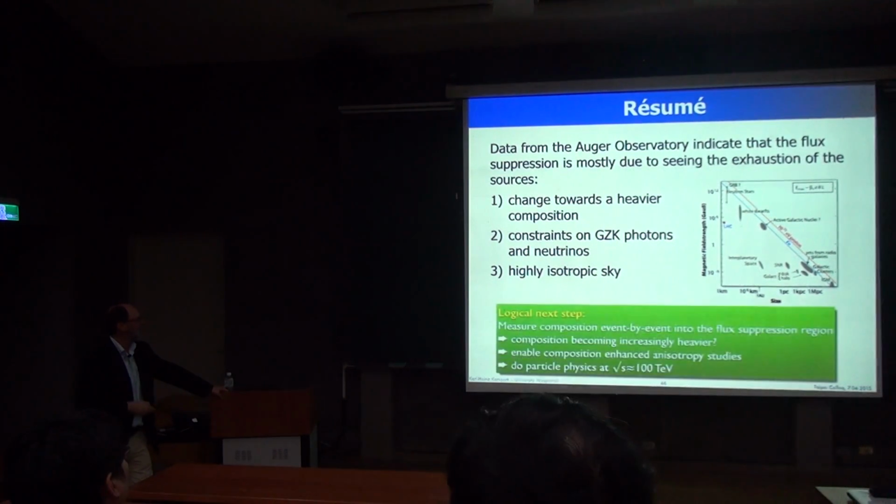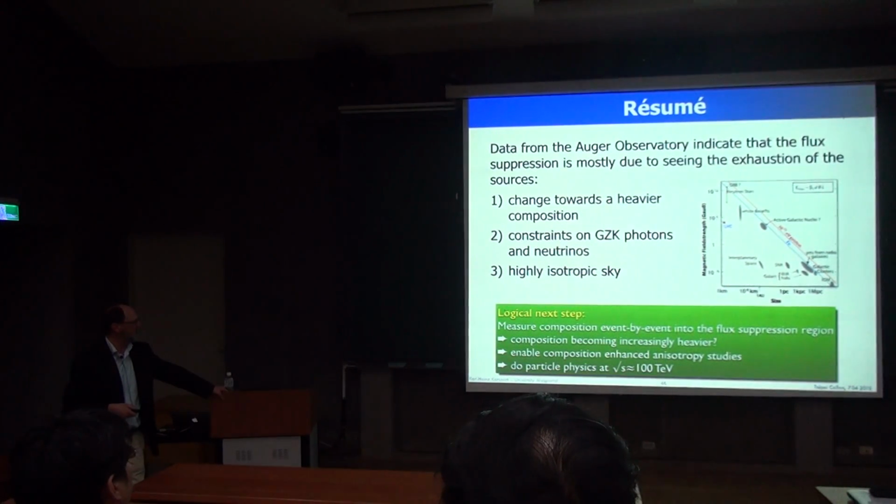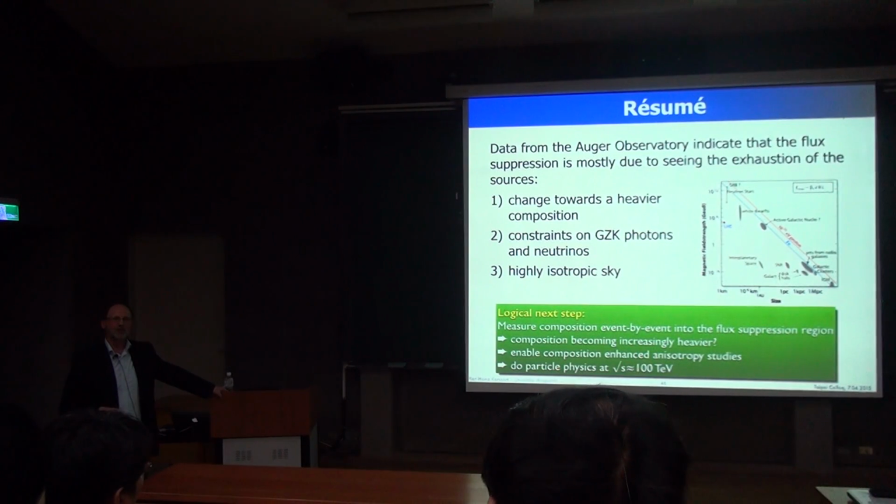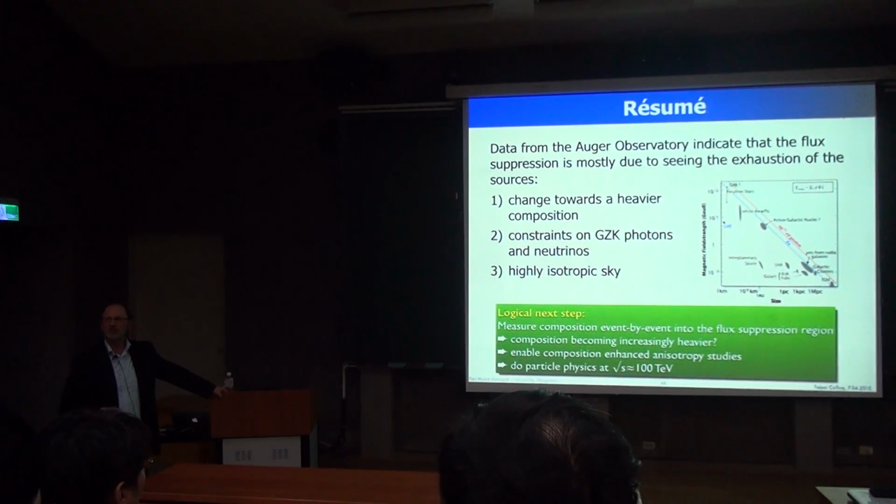So the next logical steps are that we need in the future to measure the composition towards higher energies on an event-by-event basis. What we want to do then clearly is to do anisotropy studies, or look at the sky of cosmic rays selected for light primaries and heavy primaries. That again is independent information to tell you whether the sky looks different, and that also tells you whether heavy primaries are present at the highest energies. So that is what we want to do.